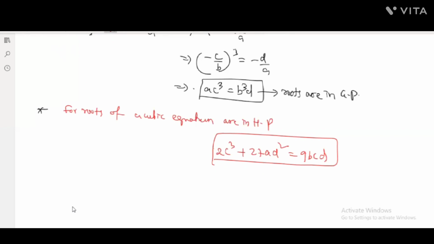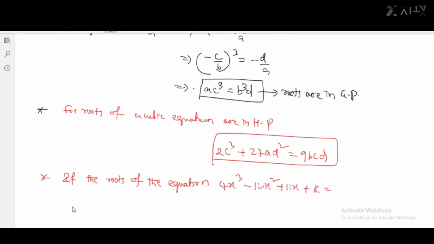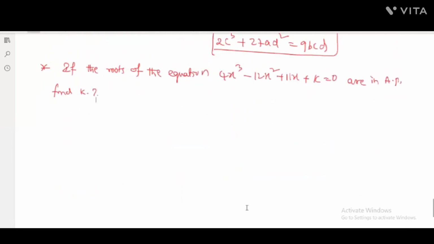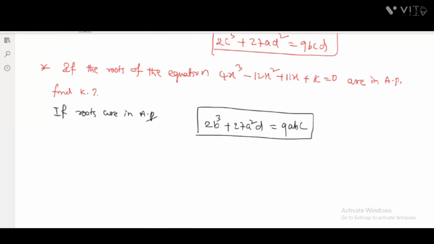So the problem is, if the roots of the equation 4x cube minus 12x square plus 11x plus k is equal to 0 are in AP, find k. So this is the question. What is the condition? Just now we discussed when roots are in AP. For a cubic equation, we have the condition 2b cube plus 27a square d is equal to 9abc. So this is the condition for the roots to be in AP.